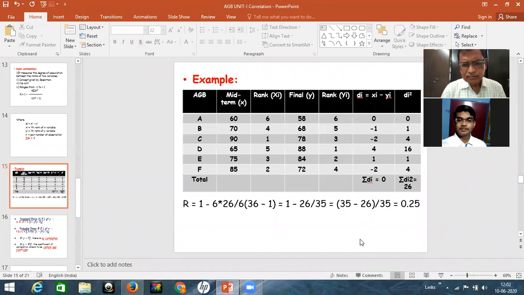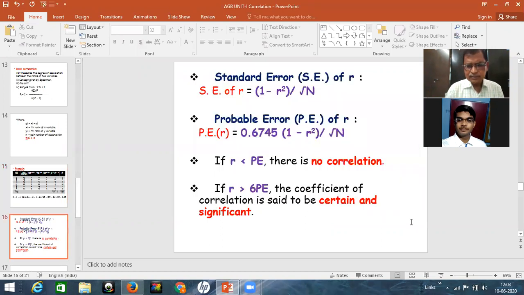Here is one example. The students obtain marks in animal genetics and breeding. So A, B, C, D, E, F, six students' marks are there. The midterm marks are the x variable, and the final marks are the y variable. These are ranked according to the marks. Here are di, xi minus yi, and di square. The sum of di square is 26. You put the values in the Spearman rank formula: 1 minus 6 into 26 by 6 into 36 minus 1. After solving, you get the value 0.25. This is the magnitude of the coefficient of rank correlation.